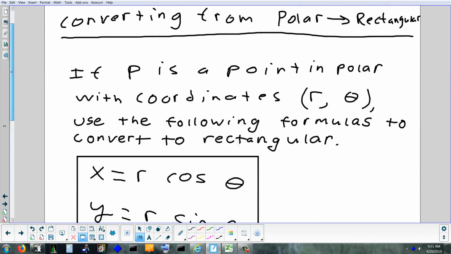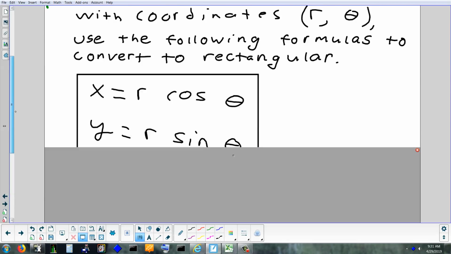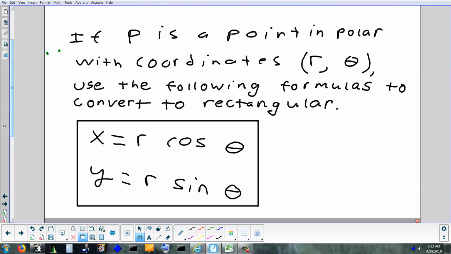All right, so these are the same formulas you just wrote down. To convert from polar to rectangular, they'll give you a point in polar, they'll tell you the radius and the angle, and you use these two formulas to change between polar and rectangular. So x equals r cosine theta, and y equals r sine theta. Any questions on the two formulas?